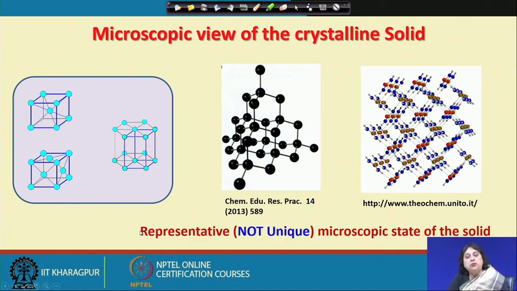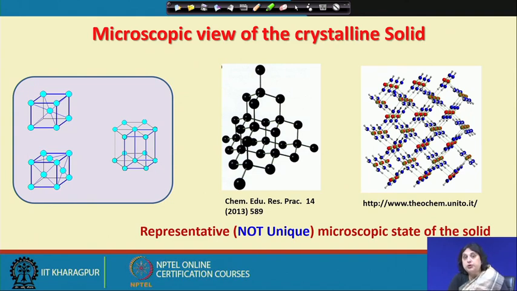But what we most of the times do not realize is that this is not the only structure possible for the microscopic state of the solid. What I show you here is a representative microscopic state of the solid, which would be obtained by taking one unit like this and repeating it in 3 dimensions periodically and indefinitely in the x, y and z direction. So, you will get a big cage-like structure, and you would say that, well, this is a unique structure of the solid at the microscopic level.